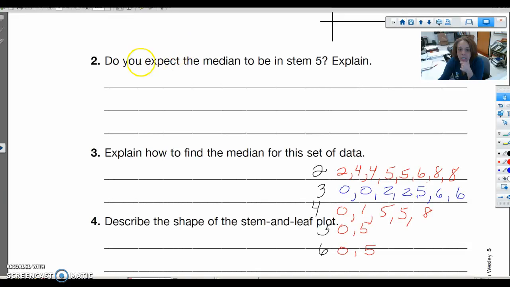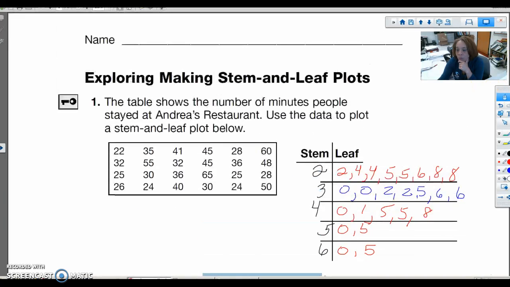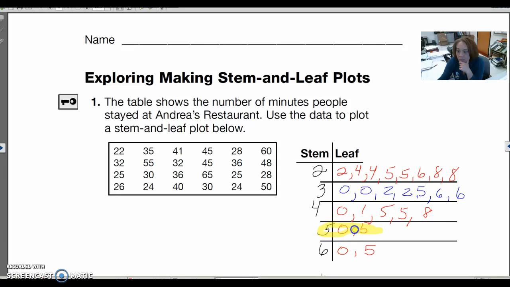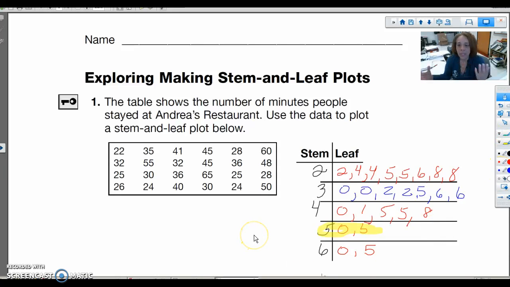Number 2 says, do you expect the median to be in stem 5, and then to explain it? Well, let's go back up. What do they mean, the median in stem 5? Well, here is stem 5. I'll highlight that in yellow. Do we expect that the median would be there in that range? Okay, well, the median is the middle number.